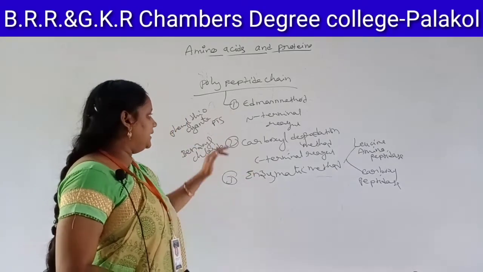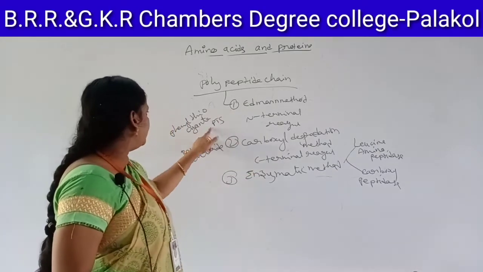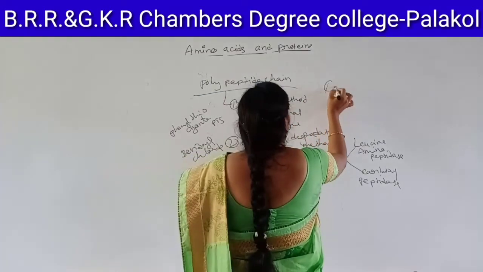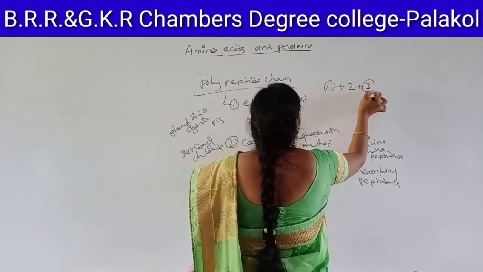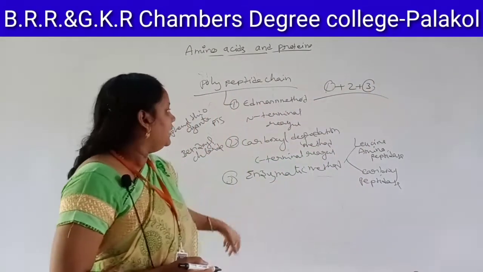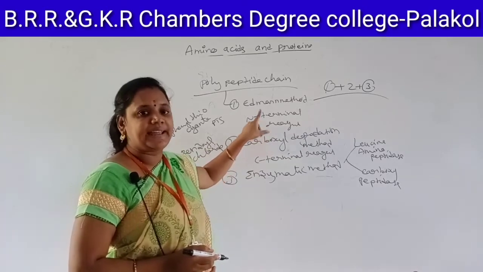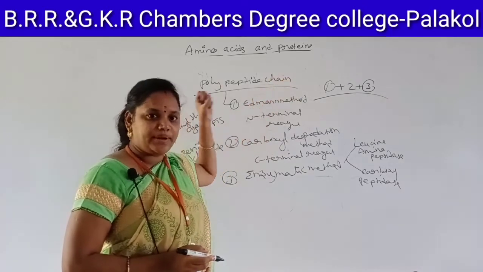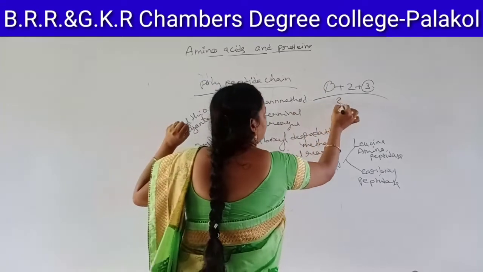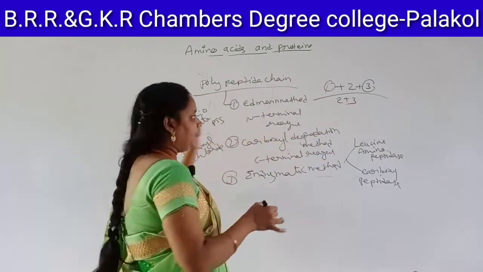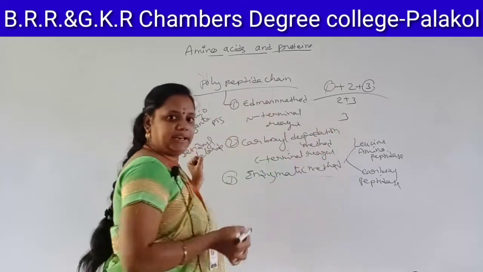Coming to Edman's method. In Edman's method, we use the reagent phenyl thioisocyanate. For example, if a polypeptide chain is formed by a 1, 2, 3 combination of amino acids, it attacks the N-terminal. It is an N-terminal reagent. It attacks the N-terminal and removes amino acid 1. Then remaining 2 plus 3. Again, it attacks the N-terminal of 2 and removes 2. So, we are left with 3.